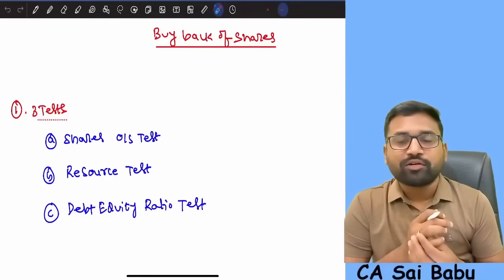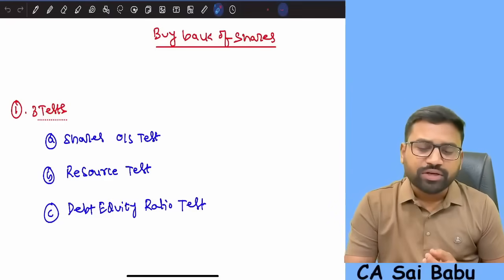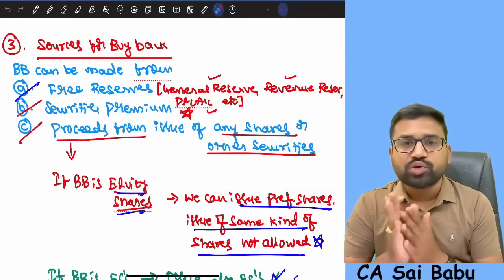Now let us cover buyback of securities, sir. In buyback of securities, the important points or adjustments are: first, sources of buyback.